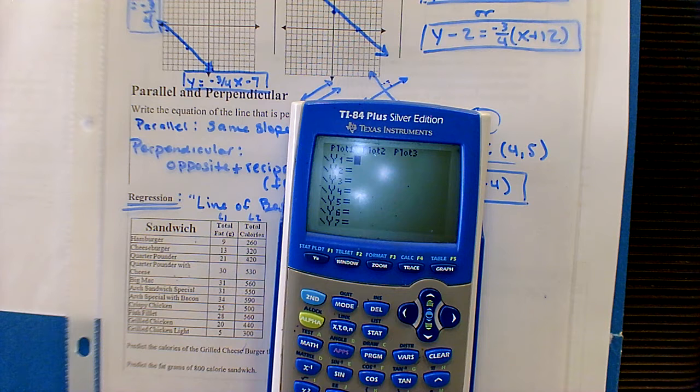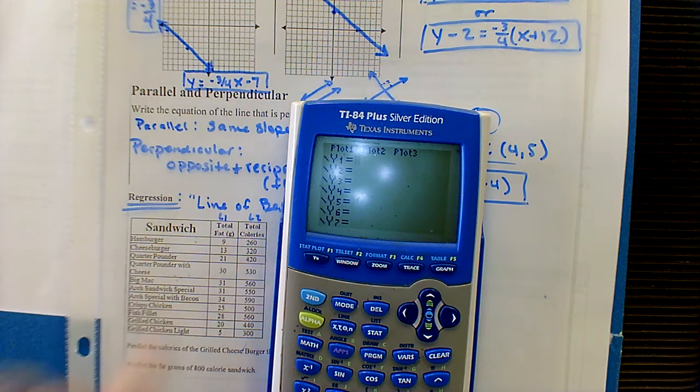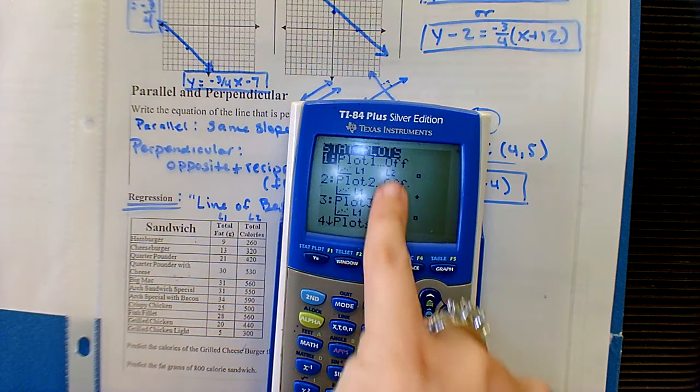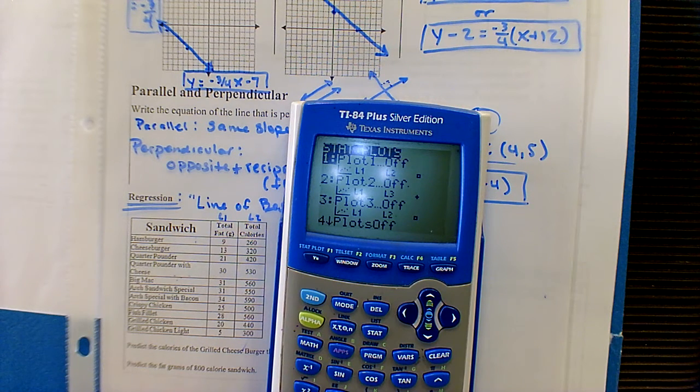Now, in order for your calculator to graph these data points, do you see how right above the y equals it says stat plot? We're going to plot the statistical data we just typed in, and it's blue, right? So we have to hit that blue button first, and then the y equals. What we're going to do is turn the plot one on. That way it graphs the data points. So go ahead and hit Enter.